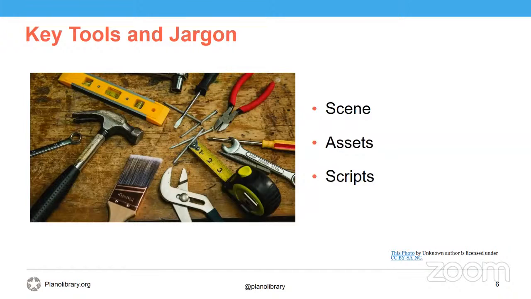Assets are essentially the resources that go into the game. 3D models, any sprites, sounds, sound effects, any music, anything that goes into the game environment, any game items that the player interacts with, all of those things are assets. And what Unity does is lets you take those assets and put them all together within the scene to make your game.